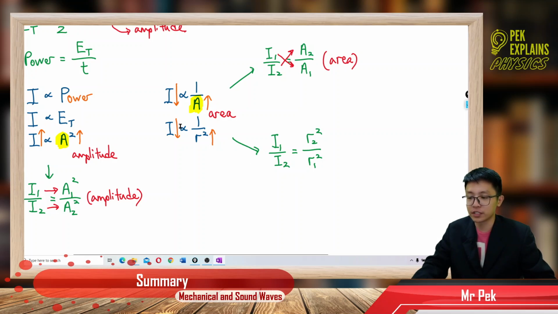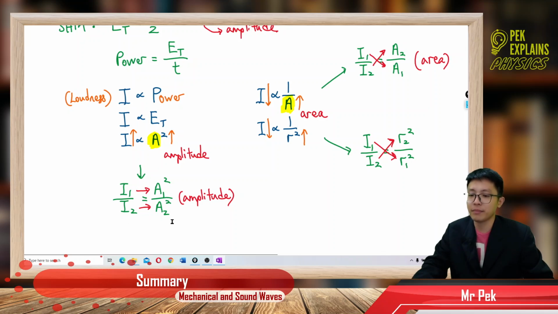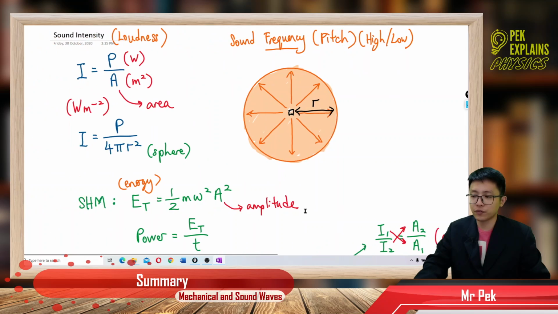Okay, so less energy you hear. Since it is inversely proportional, when intensity 1 is above, R1 is below. The same case as the area. When intensity 2 is below, R2 is above. This is what happens when inversely proportional. When proportional, they are at the same level. Okay? So I think that's all for intensity.